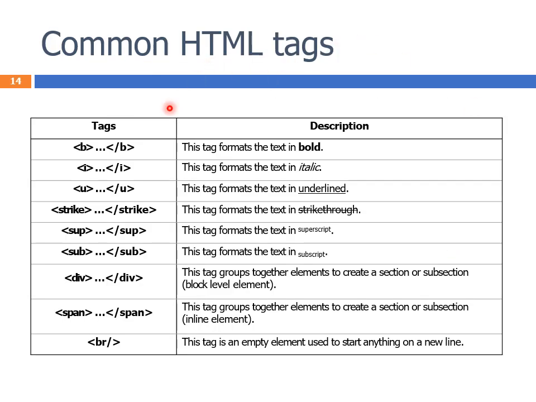Also, other common HTML tags are B to make the text bold, I to make it italic, U to make it underlined, strike to strike through, SUP to superscript, sub to subscript, div to make a section or division, and span to group tags together. Also, you can see the break, which is an empty element used to start a new line. You are going to use this one a lot.